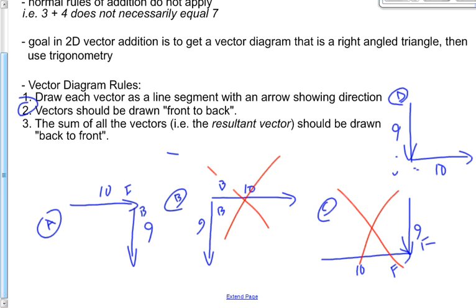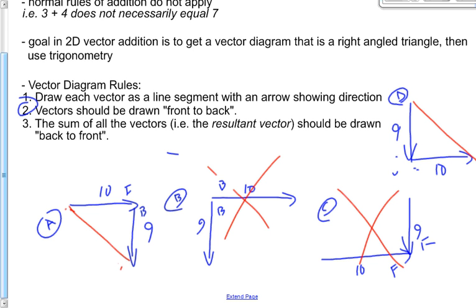Now let's draw the resultant vector, which is the sum of both of those vectors, the total of them. The first resultant vector goes right here. The second resultant vector goes right here. Now, where does the arrow go? Does the arrow go at end 1 or end 2? It goes at end 2, yeah.